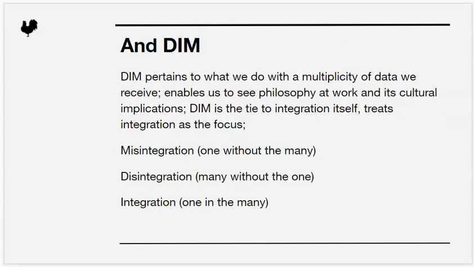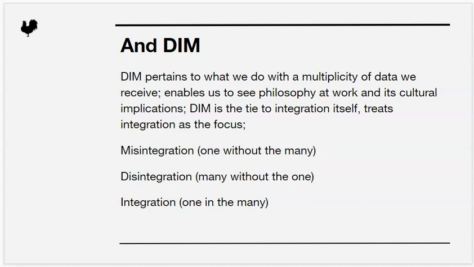And a fourth main trichotomy now is DIM, as Dr. Peikoff would argue. And DIM pertains to what we do with the multiplicity of data we receive. It is a verb, not a noun, not an end state. It is what we do. It is the active process of integration, of integrating the seemingly disparate world of facts that we see around us, or it's the act of not doing it or doing it poorly. Regardless, it's an action, and it enables us to see philosophy at work in its cultural implication.